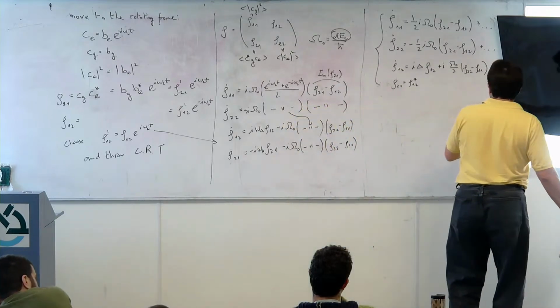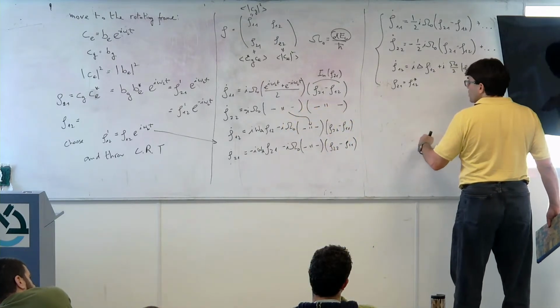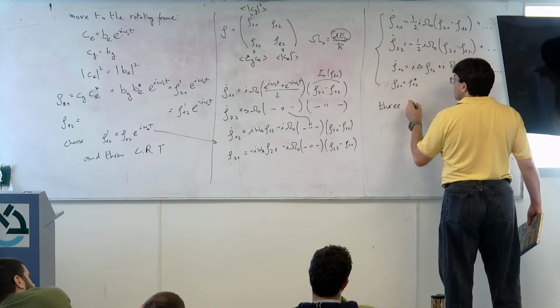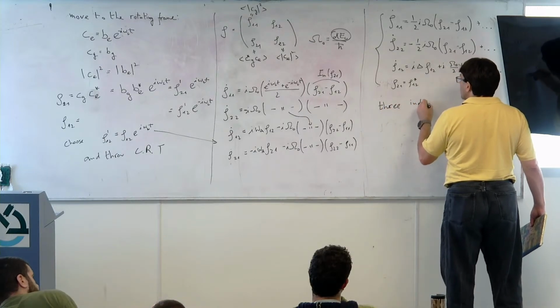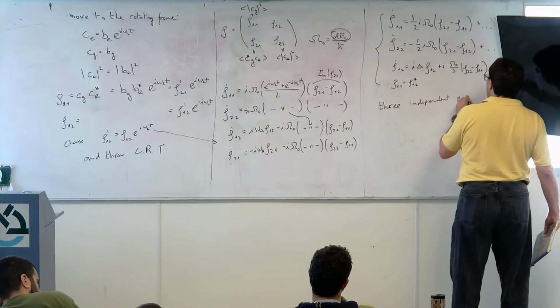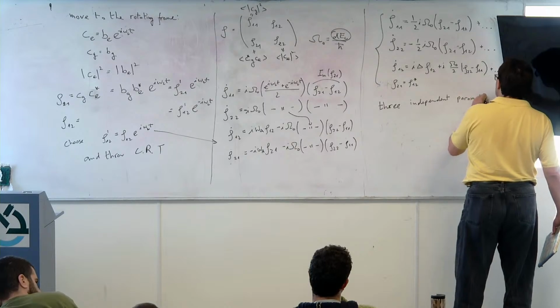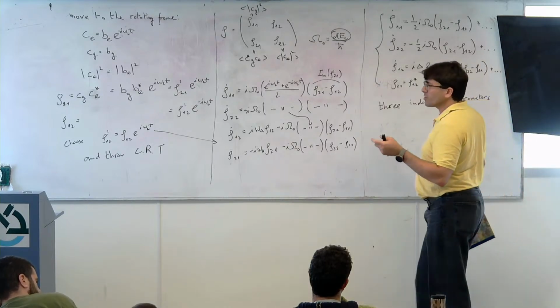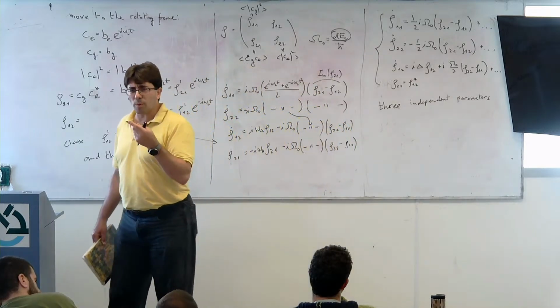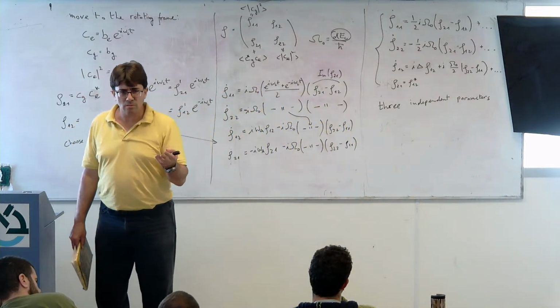But I can say that there are 3 independent parameters. But in a way, they're not even 3, there's only 2. Why? Because the total population is constant.